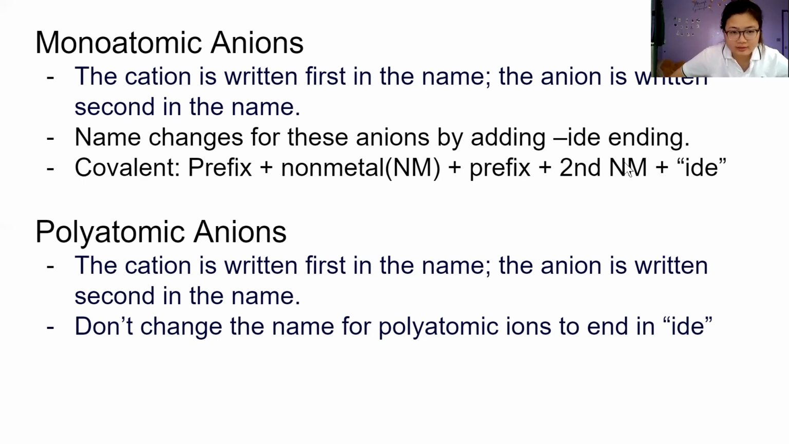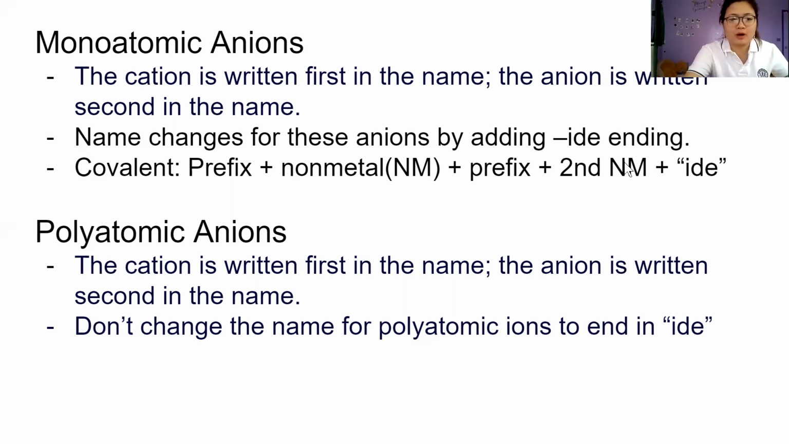Also for the covalent bond, we have to add prefixes. The formula for the covalent bond is the prefix, then the first non-metal name, and then after that the prefix plus the second non-metal name plus IDE at the end of the second non-metal name.